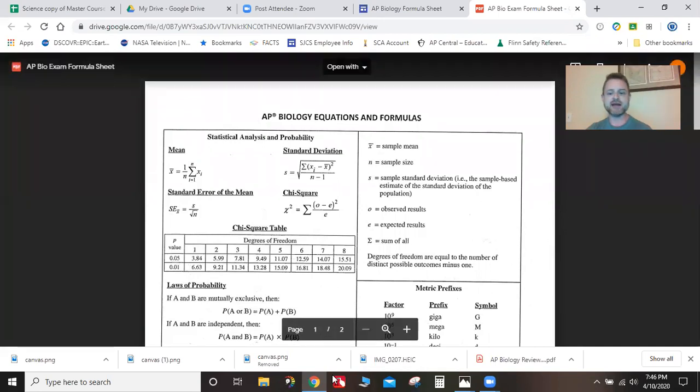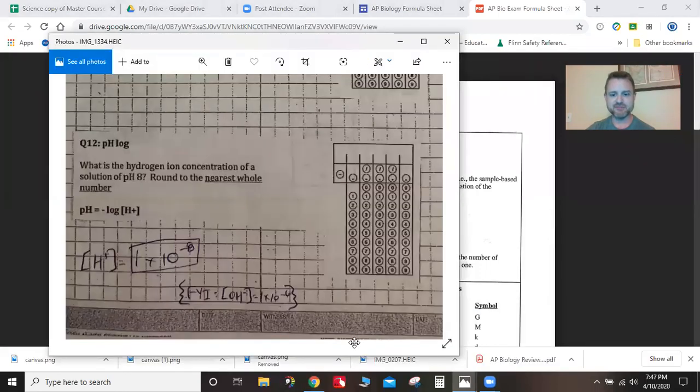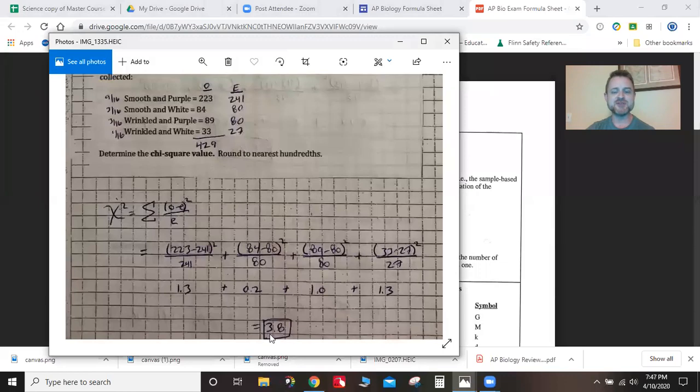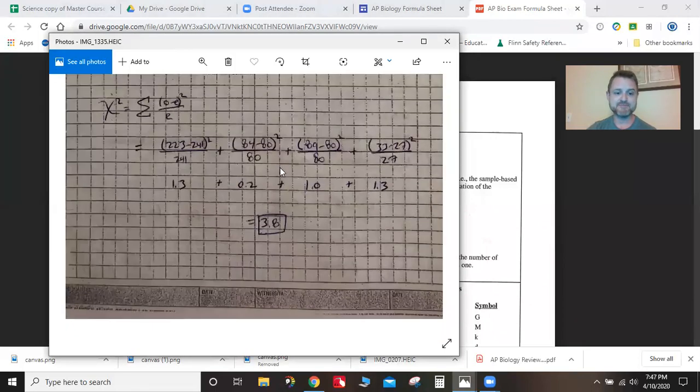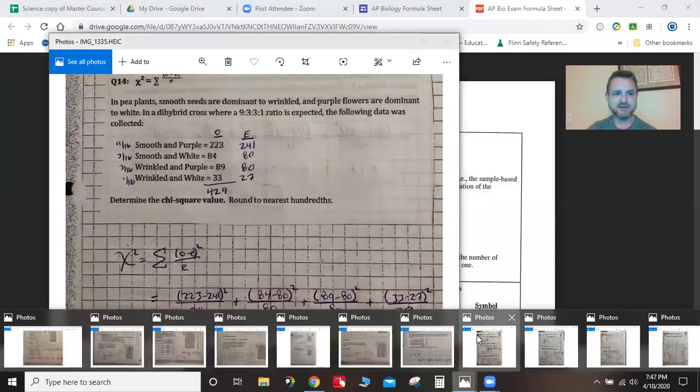All right. My chi-square value, oh gosh, I've lost where I was. My chi-square value is 3.8. So my chi-square value is less than the critical value. So I fail to reject. These numbers are close enough that the difference between like 223 and 241 is not statistically significant, okay? Because my chi-square value is less than my critical value. All right, fantastic. Now I need question 15.